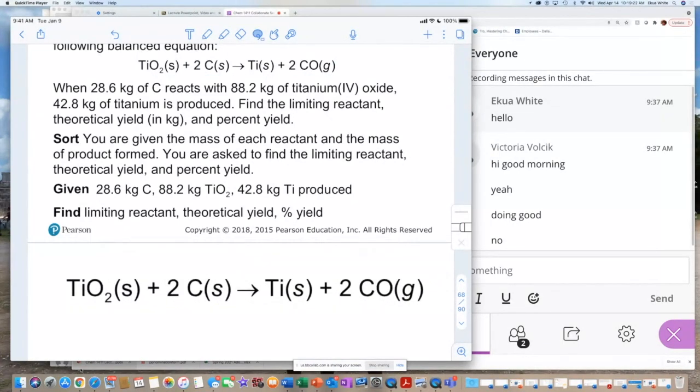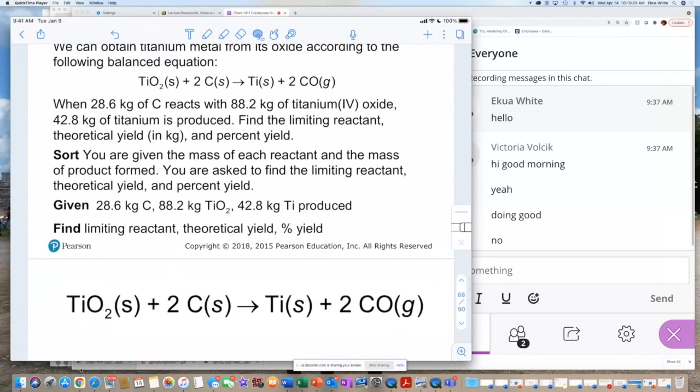Okay, here. I like to label my givens. When 28.6 kilograms of carbon, so here I'm given 28.6 kilograms of carbon, right? Reacts with 88.2 kilograms of titanium IV oxide. This is it right here. Also, I have two givens. Given 1, given 2 is 88.2 kilograms. 42.8 kilograms of titanium is produced. So here, given 3: 42.8 kilograms of titanium are produced.